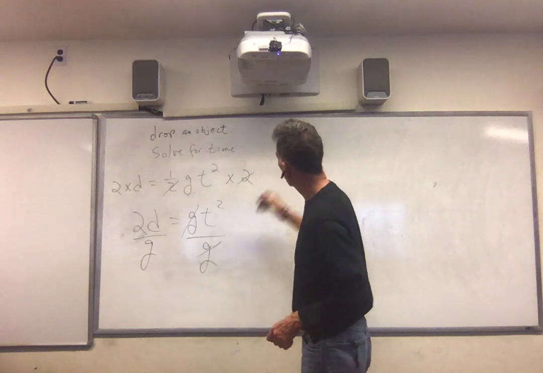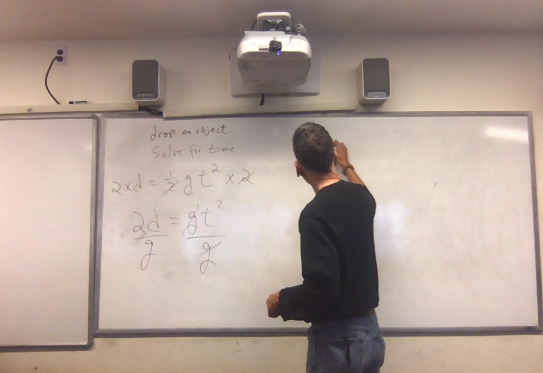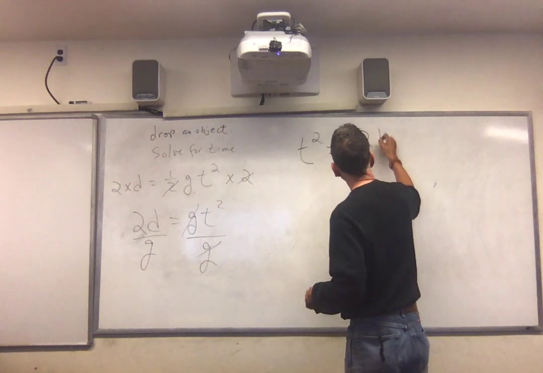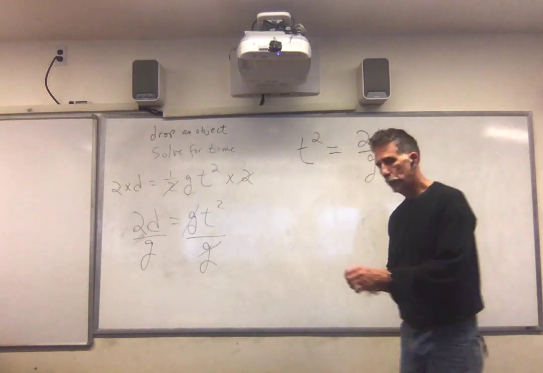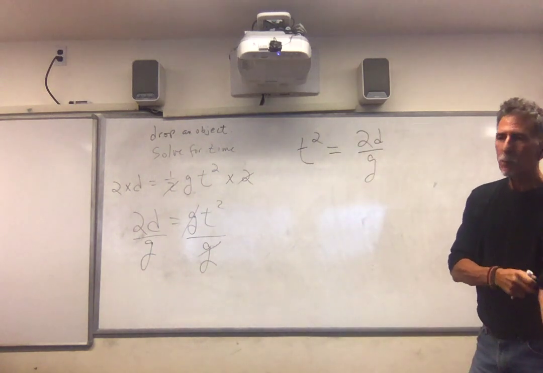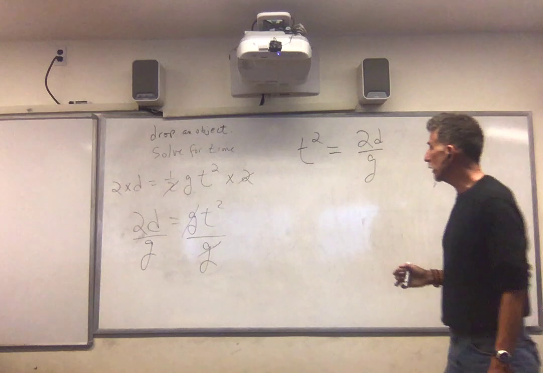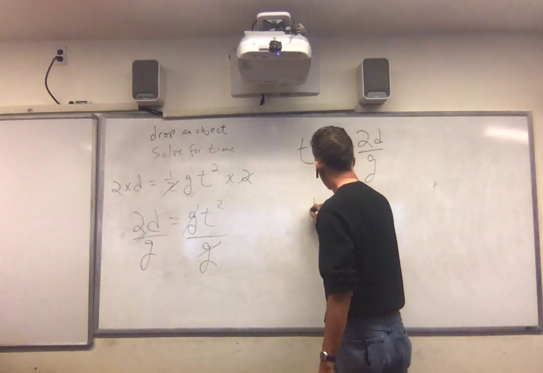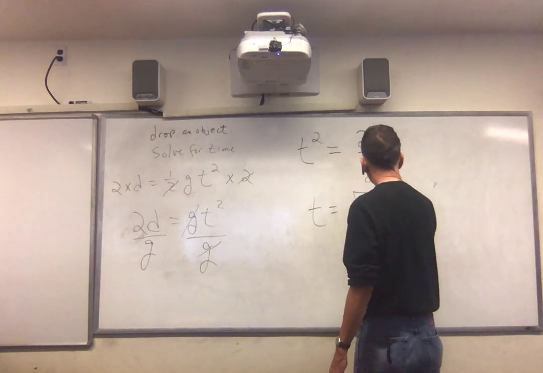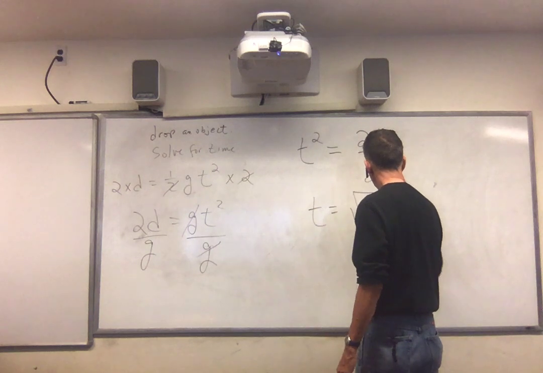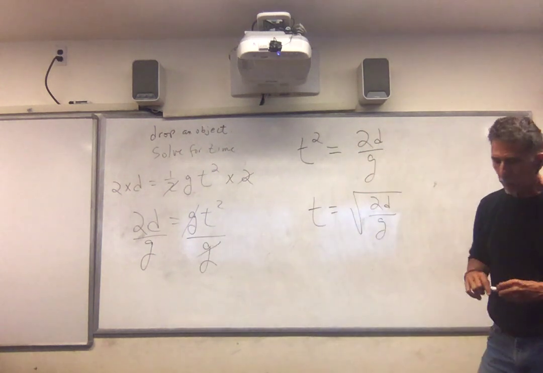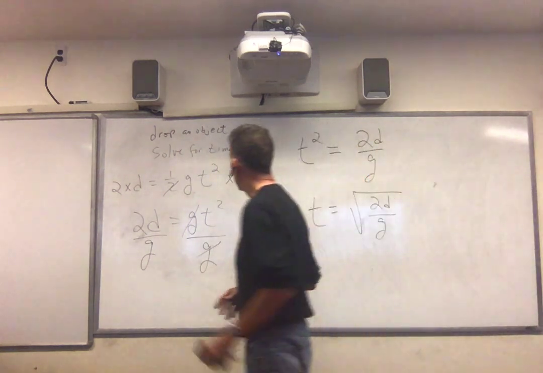So what are we left with? We're left with T squared, I'll just put it on the left side, is equal to 2D over G. I don't want T squared. What do I want? I need T. Does everybody know about square roots? All right, let's talk for a minute about square roots. Let's review.